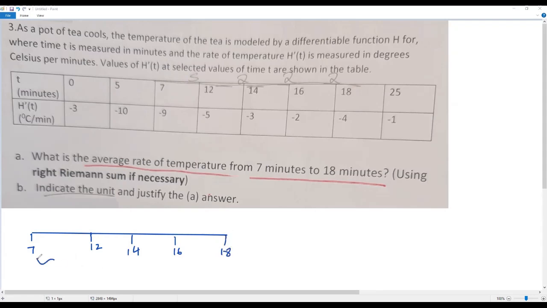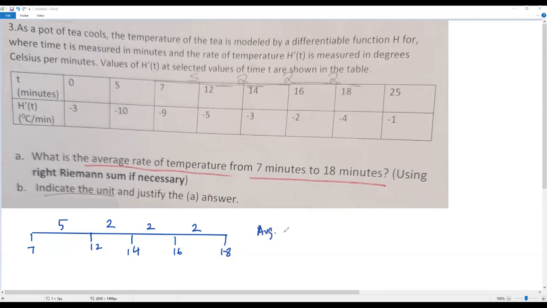So I'm getting 1, 2, 3, 4 intervals over here. The length of the first interval is 5 units, and the length of the second interval, between 12 and 14, is 2. Here the length is 2, and here the length is 2. So we have 4 intervals. Now, to get the average rate of temperature change from 7 to 18 minutes, we find the total temperature change and divide it by the total time duration, 11 minutes.